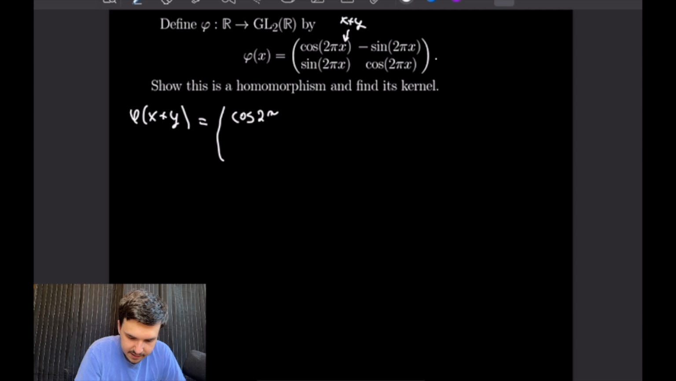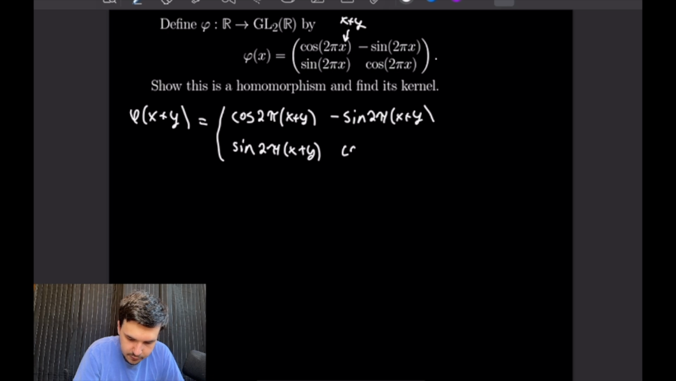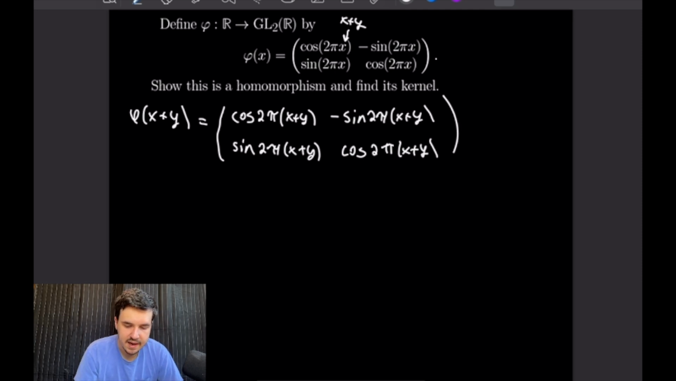We will have the cosine of 2 pi times x plus y. Then we'll have minus sine of 2 pi times x plus y. Then we'll have here for our next entry, sine of 2 pi times x plus y. And then lastly, we'll have cosine of 2 pi times x plus y. So we want to show that this is equal to phi of x times phi of y. Great. So let's go ahead and see, well, what is phi of x times phi of y? It's a lot easier for us to calculate what phi of x times phi of y is than try to manipulate this into something that would resemble it.